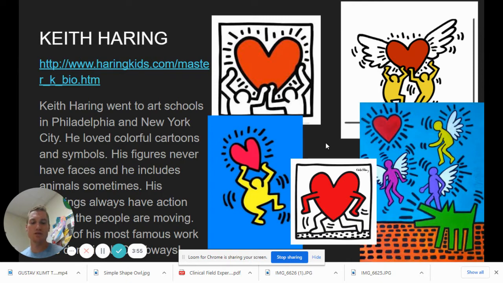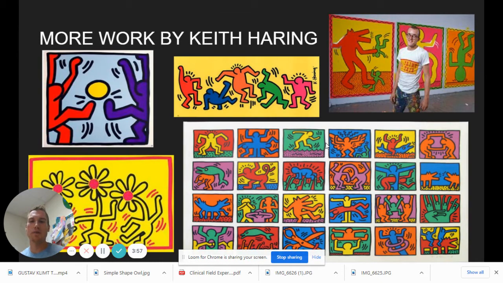So cool stuff there. Here's some more work by Keith Haring. Even these little flower heads are symbols as well. A dolphin jumping out on this guy, a two-headed dog. So you can see the action lines are everywhere. And he just never stopped painting, and you can see he's got paint all over his pants.